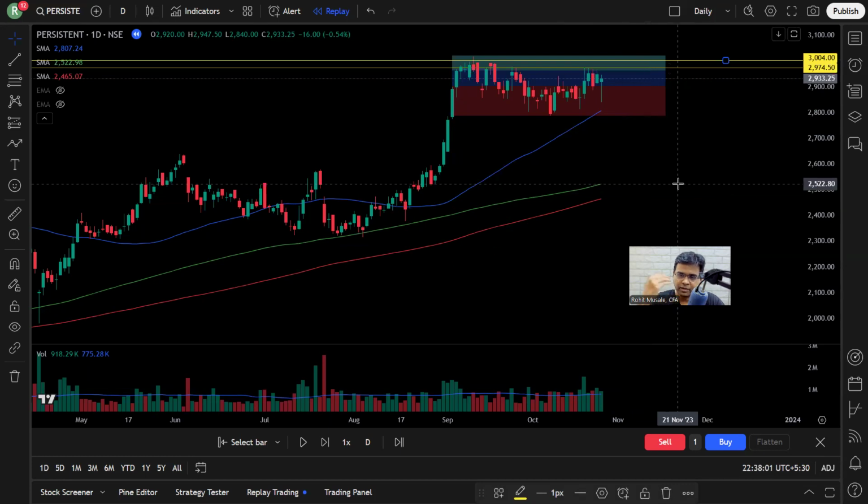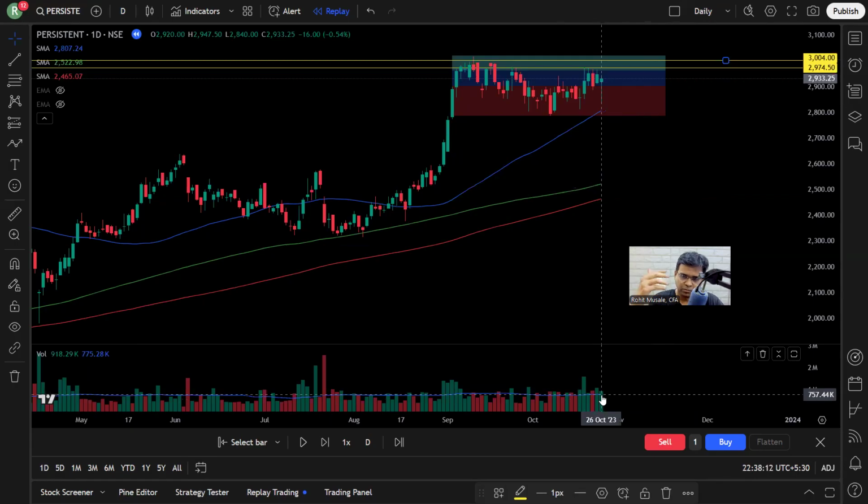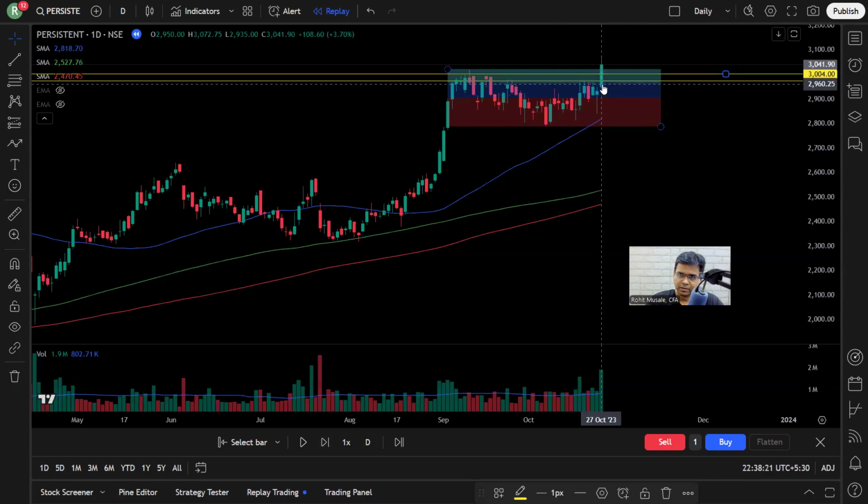So when the stock enters that buying range, okay, I would be looking at the intraday time frame charts like 5-minute and 15-minute, and I will check this volume. If the volume is above the blue line on those time frames, I would be buying the stock. Now look what happens. We will go one candle ahead. See, the stock breaks out.